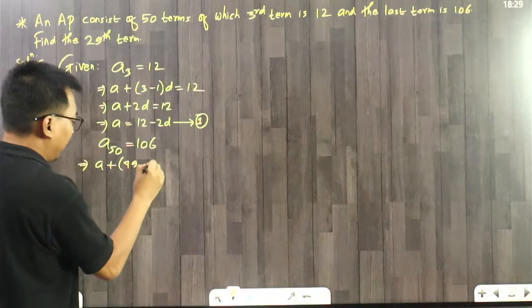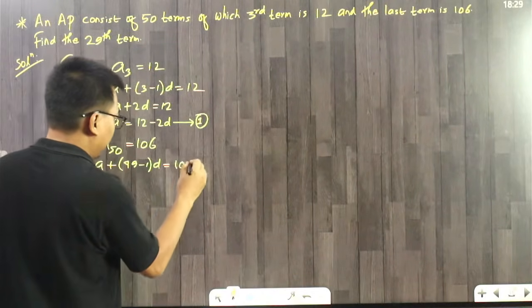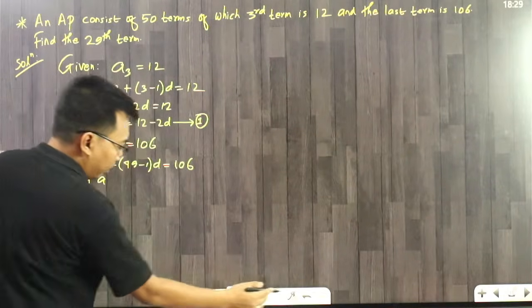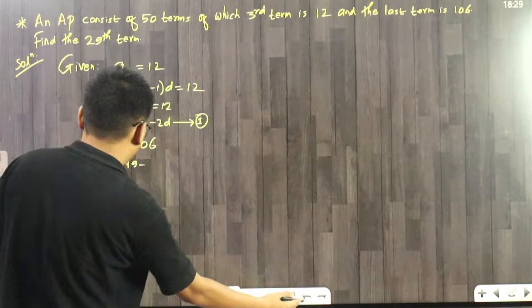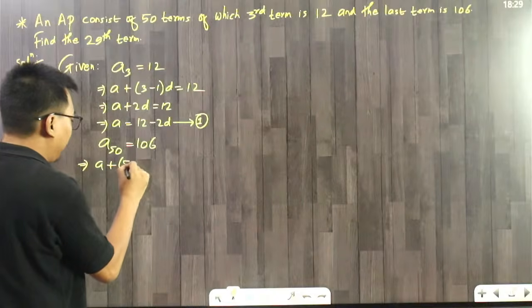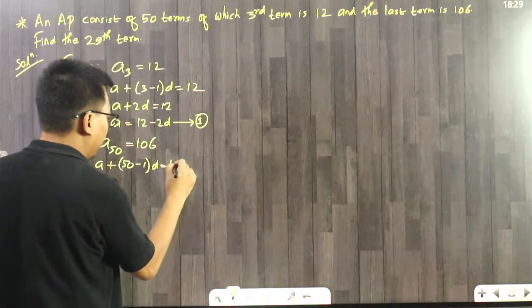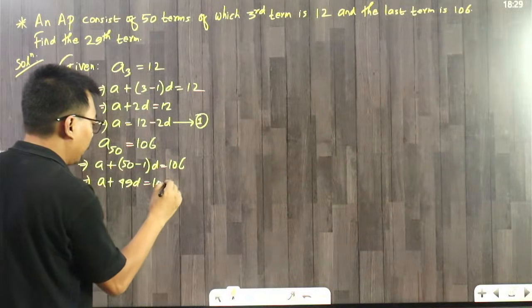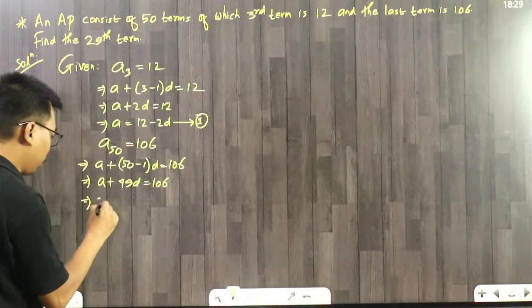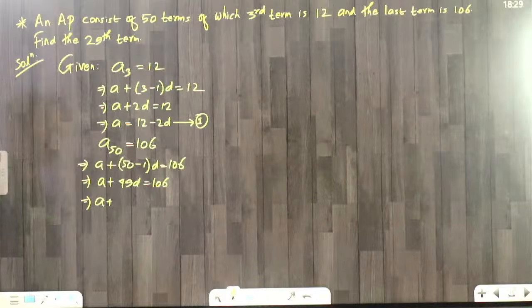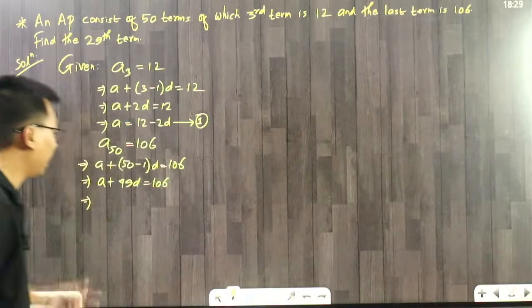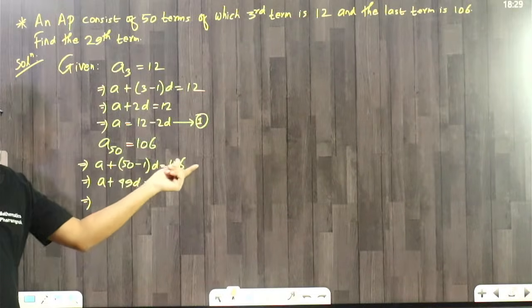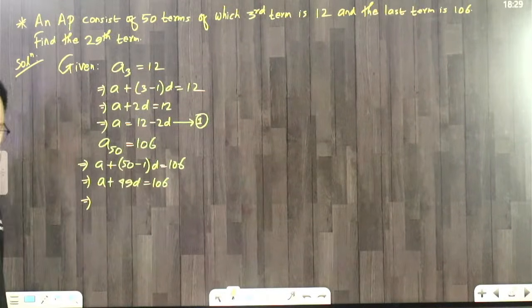I hope I didn't write the question wrong, or else I'll get stuck. See, just now I was talking about that. A plus 50 minus 1 D is equal to 106. A plus 50 minus 1 is 49D is equal to 106. Now we'll start substituting. A50 is 106, A plus 50 minus 1 D is equal to 106, A plus 49D is equal to 106.